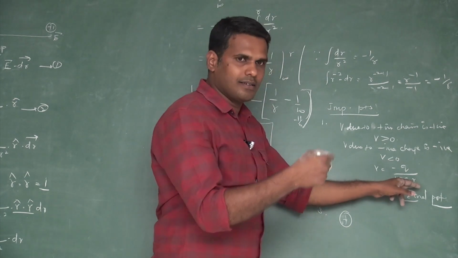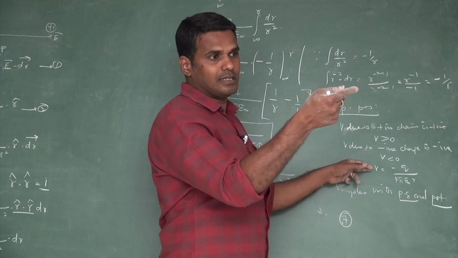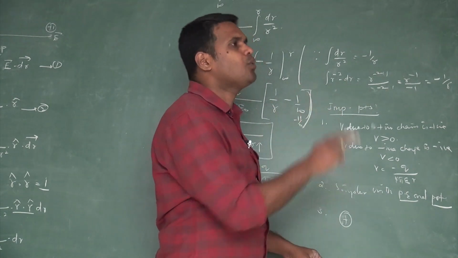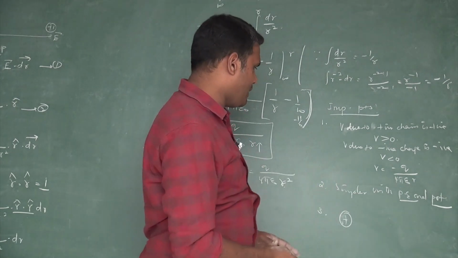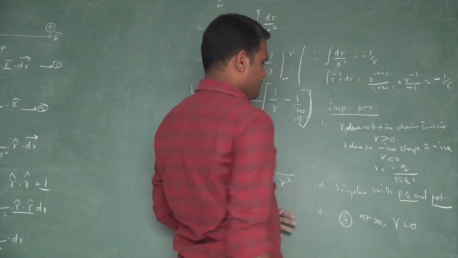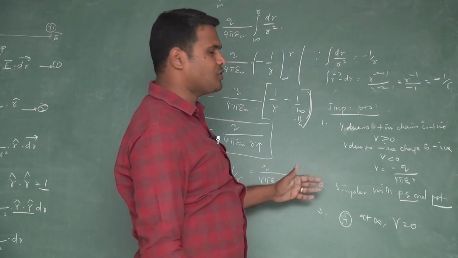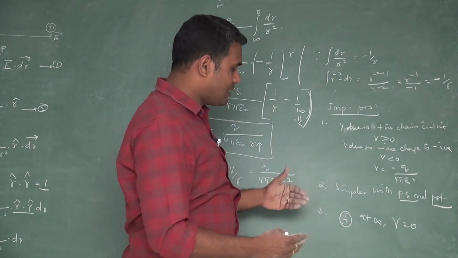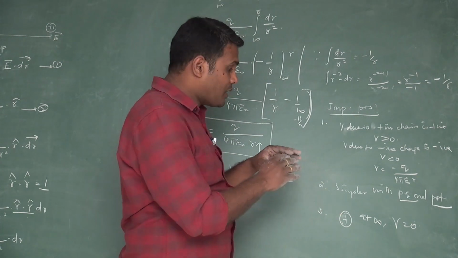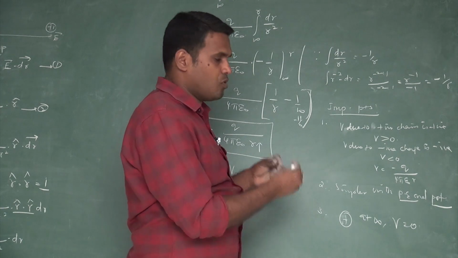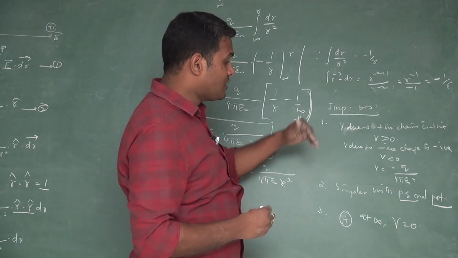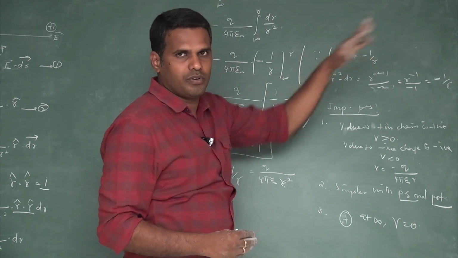So as r increases, potential also increases, and the maximum value of potential due to negative charge is 0, that too at infinity. So at infinity, potential is 0. Potential is 0 for both positive as well as for negative charge. But for positive source charges, potential near the source charge is more. As you move away from the source charges, potential decreases and finally becomes 0.